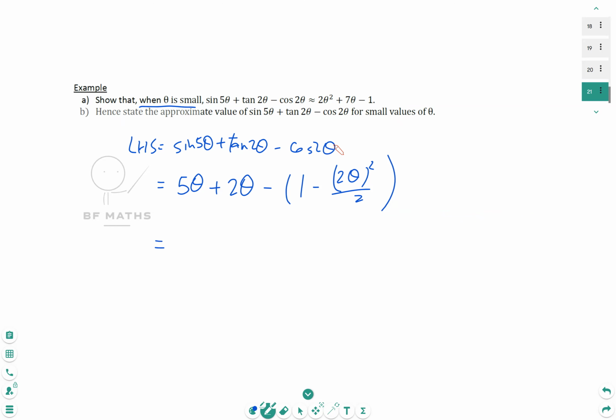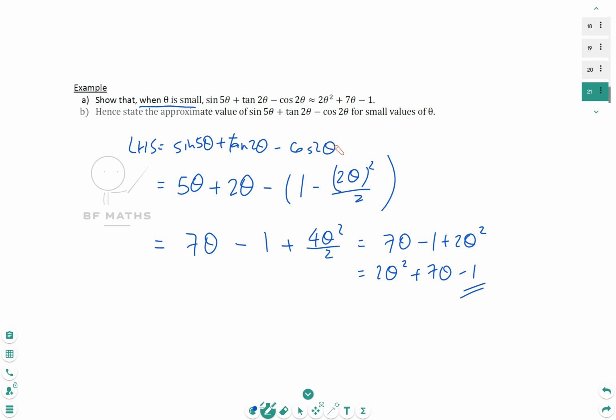Next one. 5 theta plus 2 theta is 7 theta. Minus 1, minus makes a plus. (2 theta) squared is 4 theta squared over 2. That gives us 7 theta minus 1 plus 2 theta squared. The question wants us to put a 2 theta squared first, so we'll do that. Be a good person, follow the instruction.